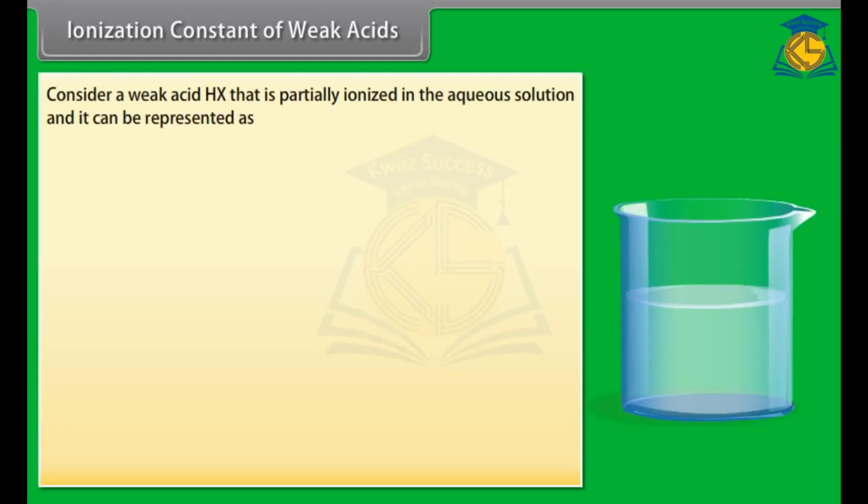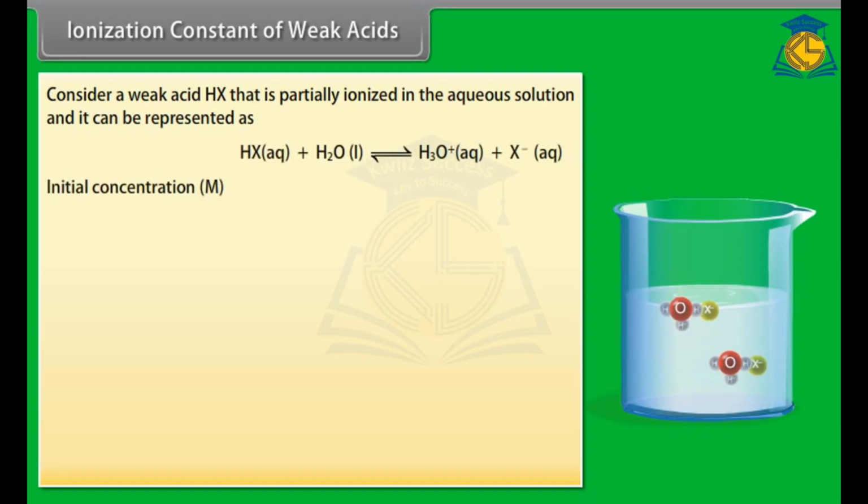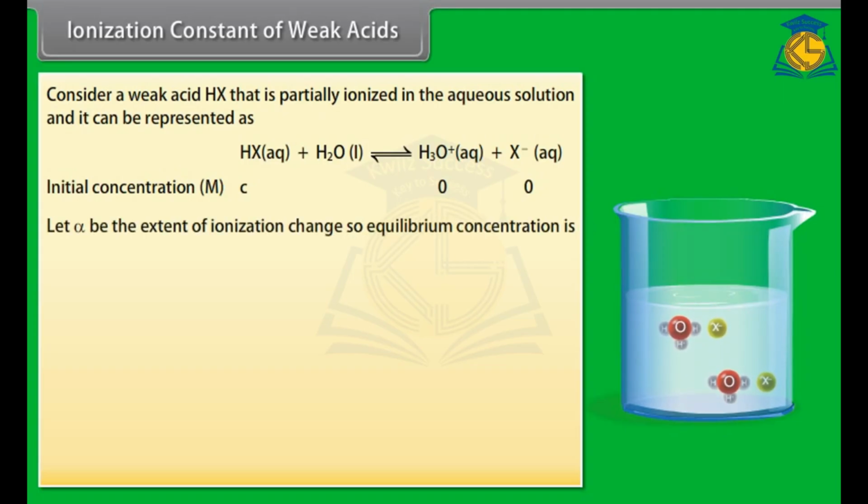Ionization constants of weak acids. Consider a weak acid HX that is partially ionized in the aqueous solution, and it can be represented as: let the initial concentration of HX be C. Let alpha be the extent of ionization, so the equilibrium concentration of HX is C minus C alpha. The H3O+ equilibrium concentration is C alpha, and the X- equilibrium concentration is C alpha.